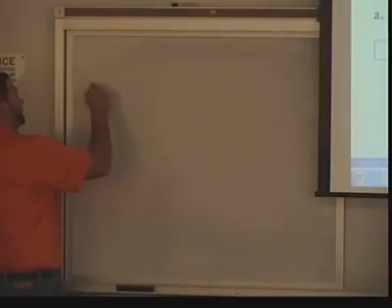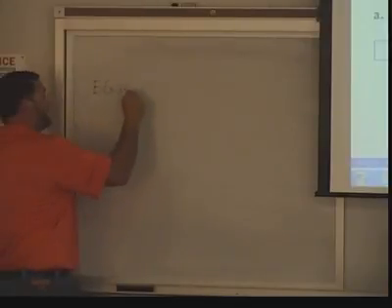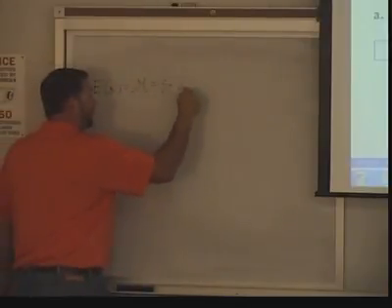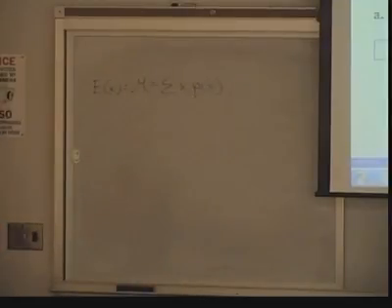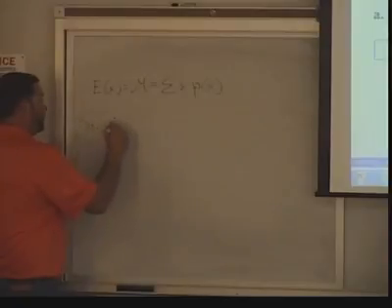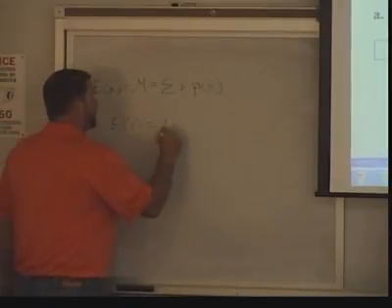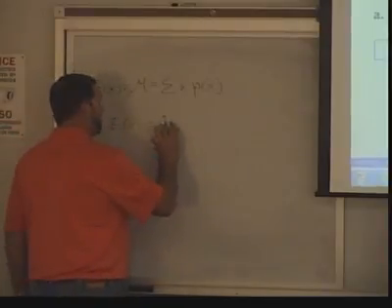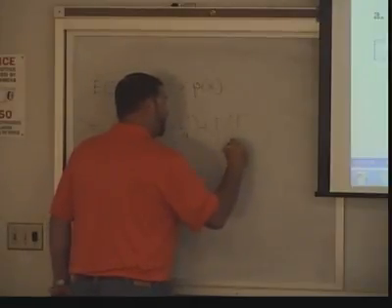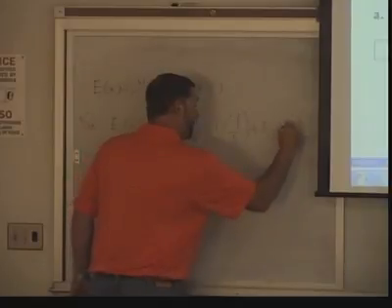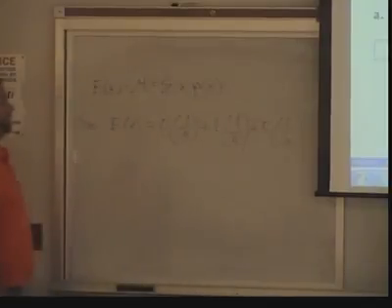So expected value of x is equal to mu, which is equal to the sum of x times p of x. So, expected value of x equals 0 times 1/4 plus 1 times 1/4 plus 5 times 1/2.